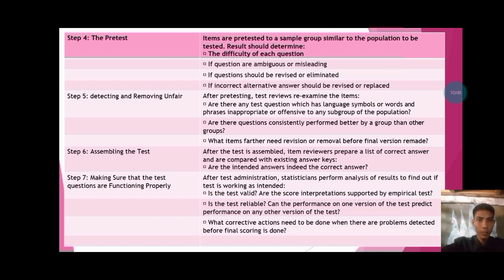Step 7 and the last step. Make sure that the test questions are functioning properly. After the test administration, statisticians perform analysis of results to find out if the test is working as intended. Is the test valid? Are the score interpretations supported by empirical evidence? Is the test reliable? Can the performance on one version of the test predict performance on any other version of the test? What corrective actions need to be done when problems are detected before final scoring is done?